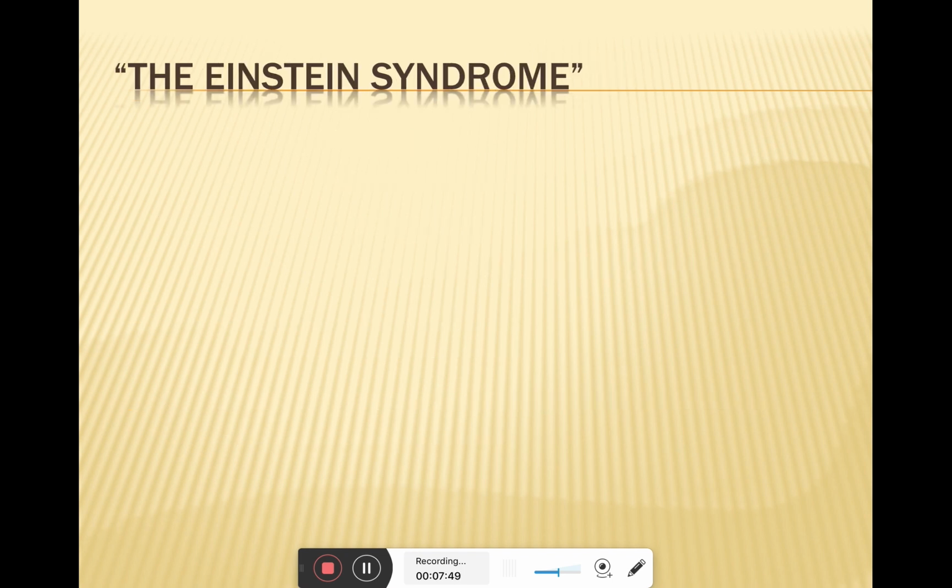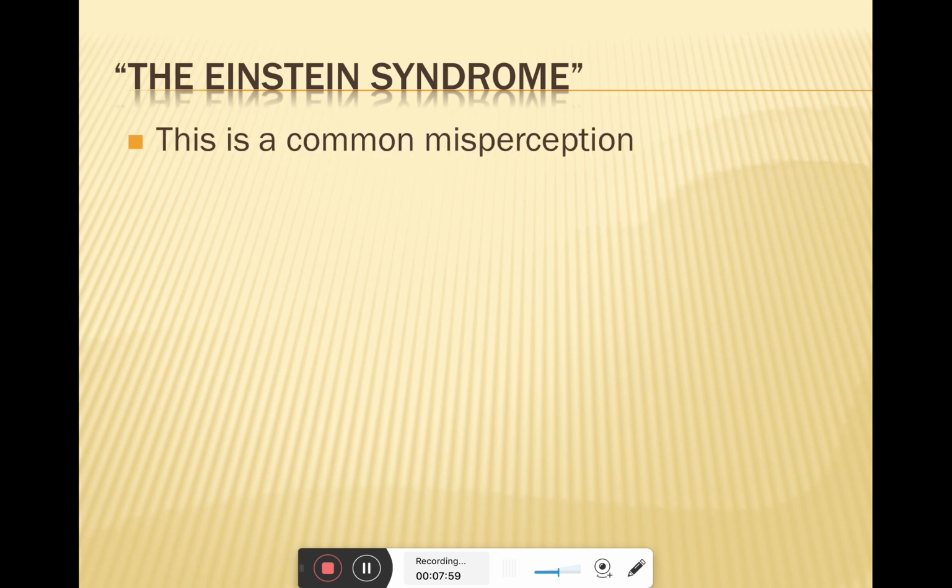Now, whenever we're developing research ideas and thinking about coming up with a research study that we're interested in following up with, one of the biggest obstacles that we always encounter is what we call the Einstein syndrome. We all know who Albert Einstein is. We all are familiar with his work and the contributions he made to science in the field of physics. But it's a very common misperception that all our work has to be as impactful as the work of what Einstein did.